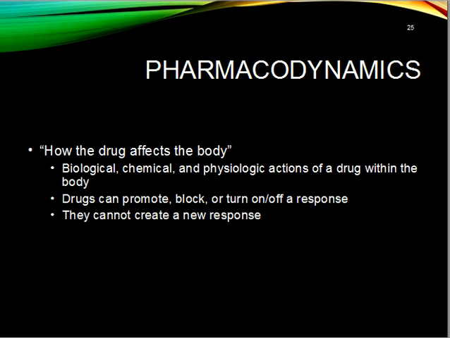Pharmacodynamics: how the drug affects the body. Biological, chemical, and physiological actions of a drug within the body. Drugs can promote, block, or turn on or off responses. They cannot create a new response.